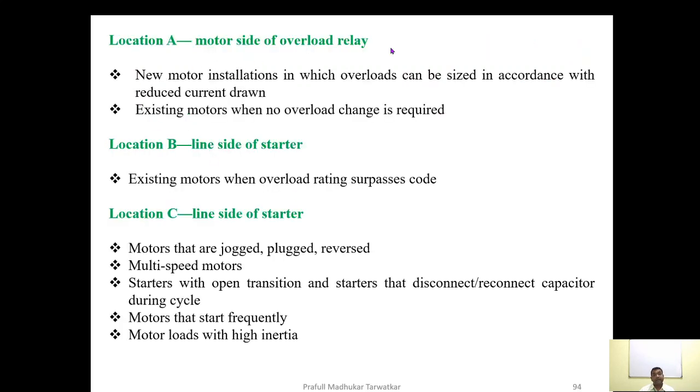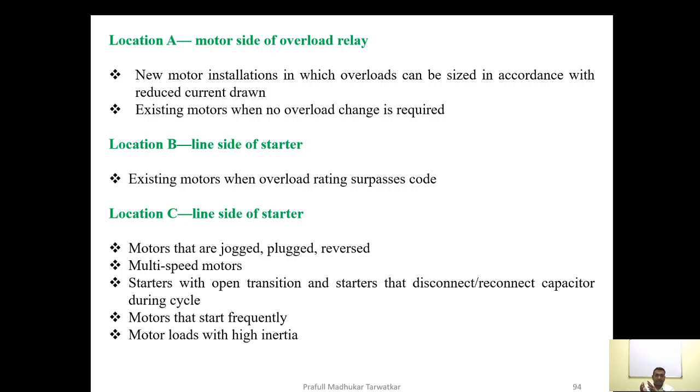Now it can be installed near the load center, near the actual load, that is, motor side of the overload relay, then line side of the starter. Okay, they can be installed anywhere as per the requirement, but the most convenient place of installation of a capacitor is at the load end only, because they only have to handle that much amount of current.